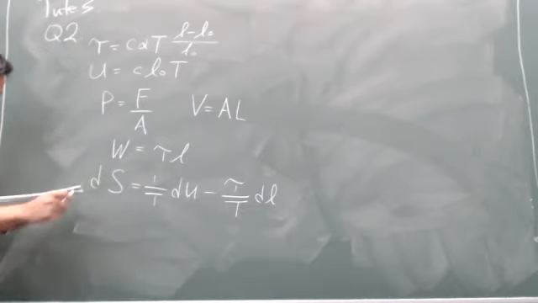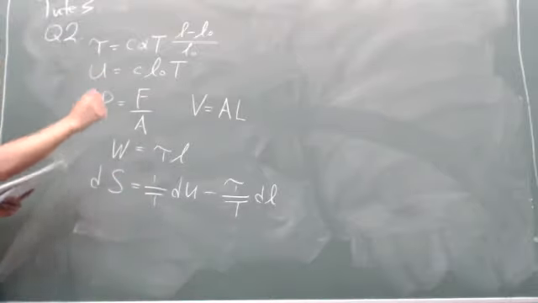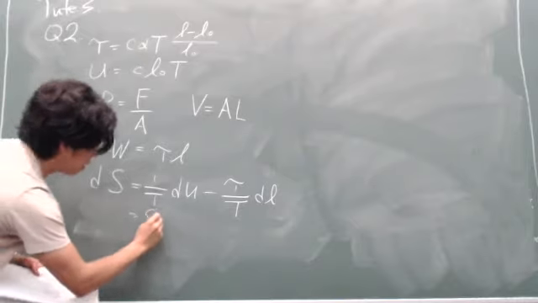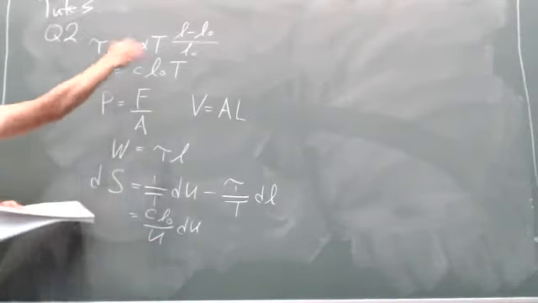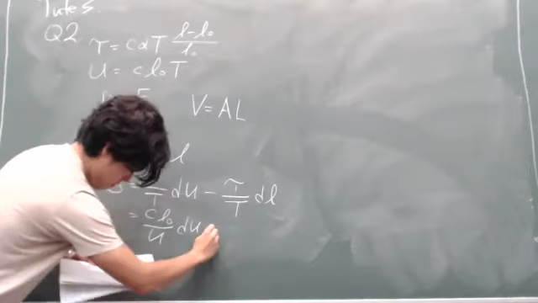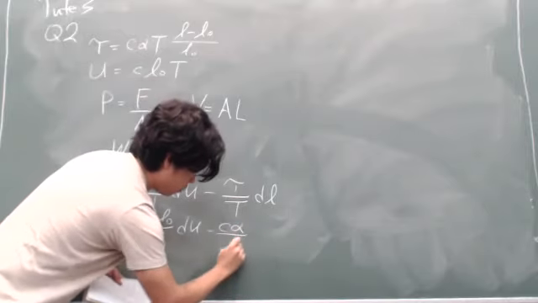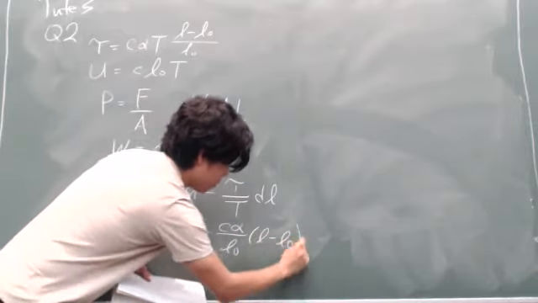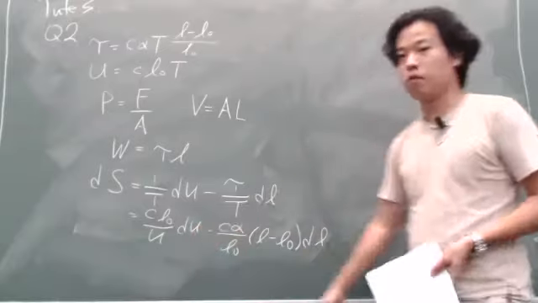Okay, and now we can sub in all of the things that we got from here. So for 1 on T, we can use this to get C L naught divided by the internal energy U, dU. And for the second one, we use both the tau and the U, so we get minus C alpha on L naught, L minus L naught dL. So the temperature cancels with that. Okay, and now this is just the easy integral, both of them. So you can just evaluate the integral.